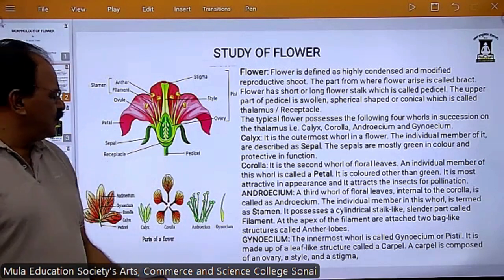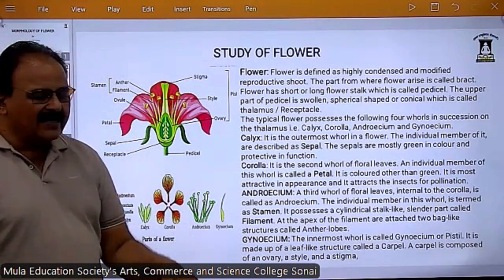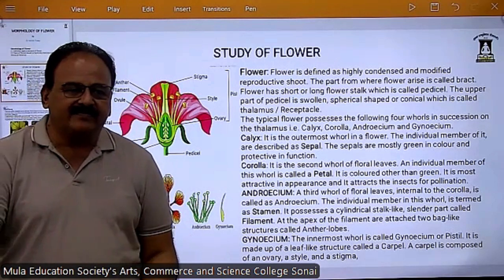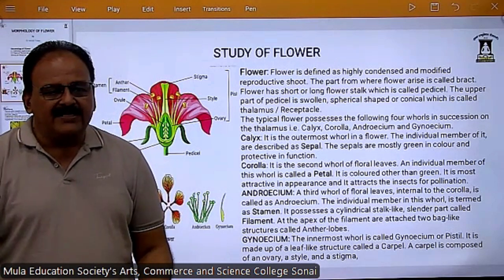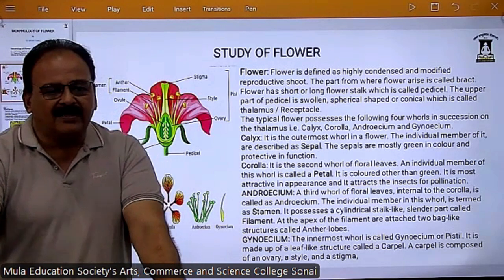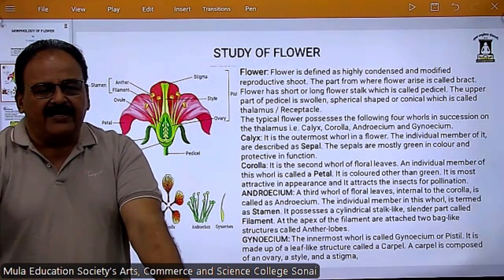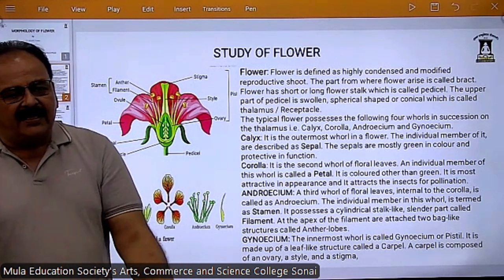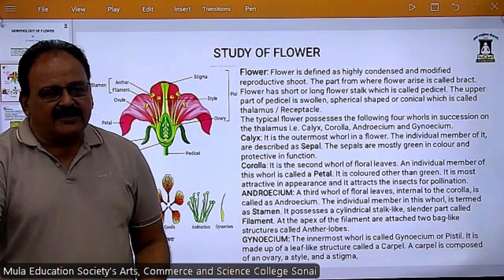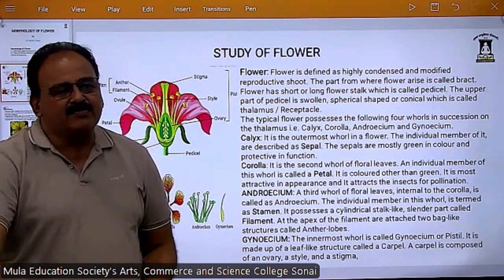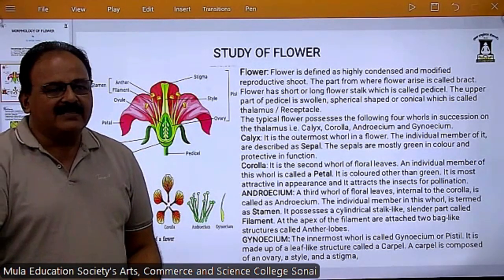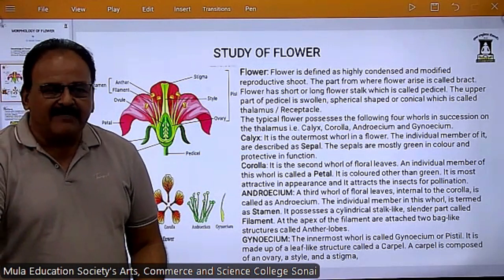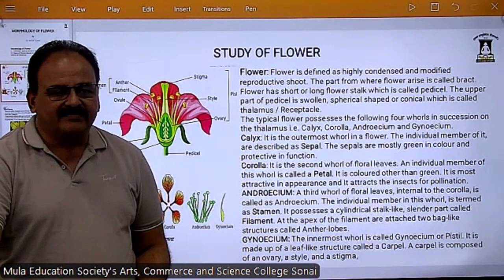These two whorls are essential whorls. They take part in reproduction. The Androecium is the third whorl of flower or floral leaves. Internal to the corolla is called Androecium. The individual member of Androecium is called stamen. Stamen is made up of filament, connective, and anther. A group of stamens is called Androecium.